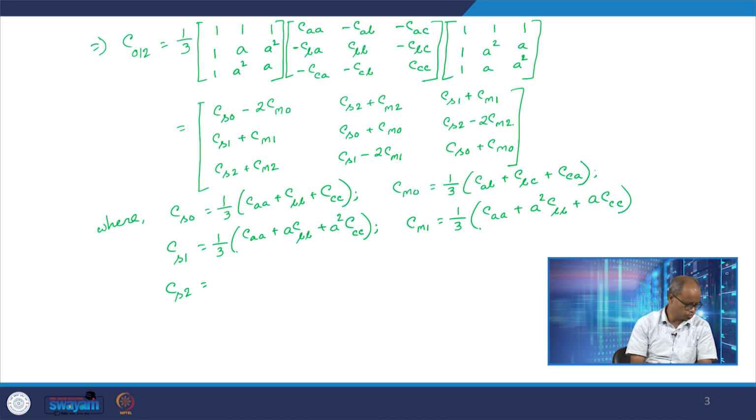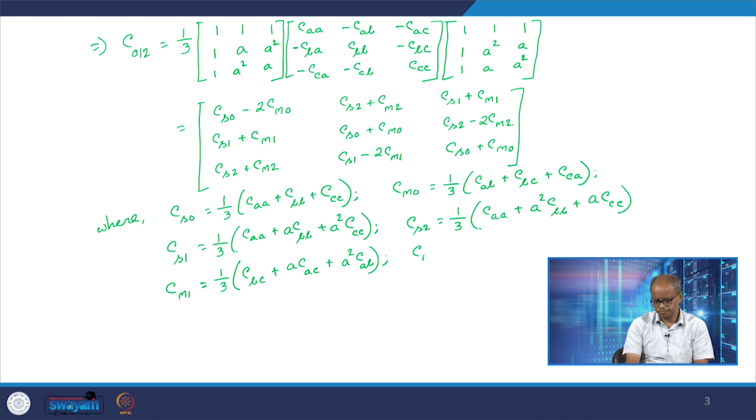Sorry, this is CS2. This is CS2. This is CM1: 1 by 3 CBC plus A CAC plus A square CAB, and CM2 is 1 by 3 CBC plus A square CAC plus A CAB.